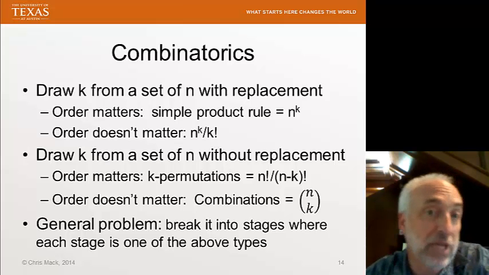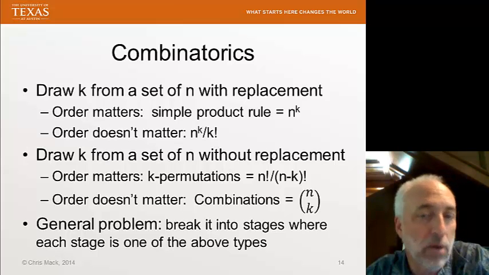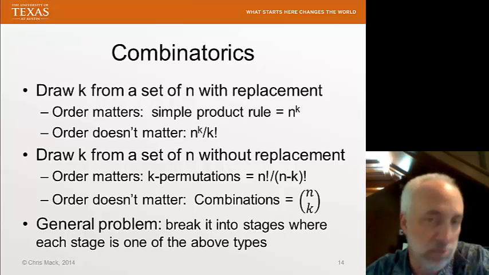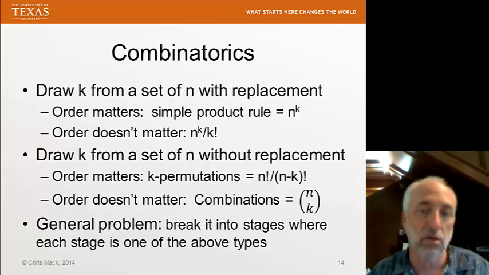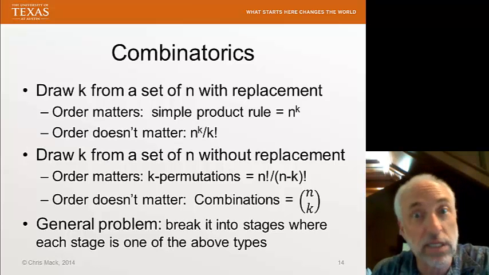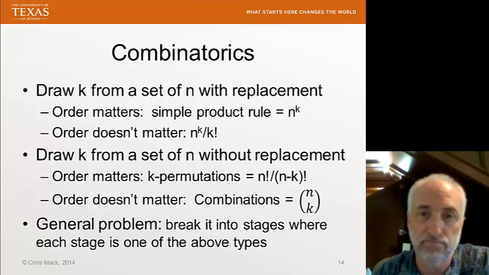Given these answers for these kinds of drawings, I now apply my stage process: break any complicated problem into individual stages, where each stage can be thought of as one of the above types, and then I multiply all of these things together to get my answer. Of course, it requires that each stage is independent, but that works for many, many different problems.